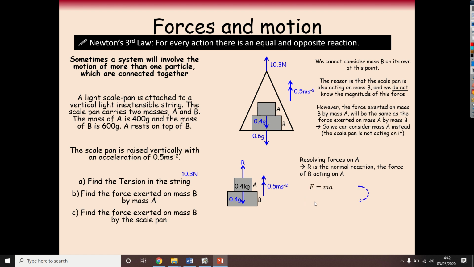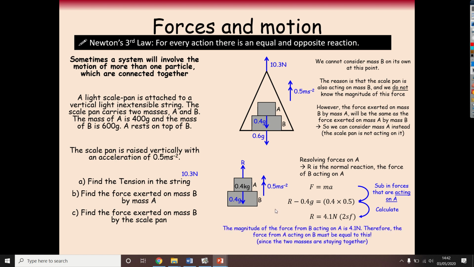And then we're going to resolve on A using second law as well. Summing the forces acting on A, you've got R minus 0.4g equals the mass, 0.4, times the acceleration. And we can calculate 4.1 newtons. Okay, so this force here is the force that B exerts on block A. But then from Newton's third law, we can deduce that there's an equal force of A acting downwards onto B. So that's going to help us do the next part of the question. And that's what it says there. Okay, the masses are staying together, so that's what causes us to deduce this.